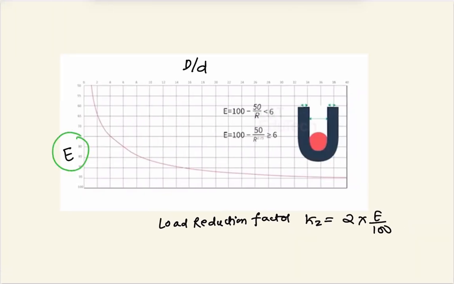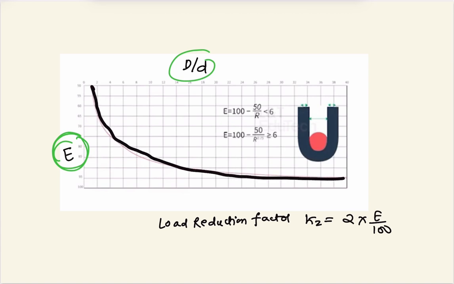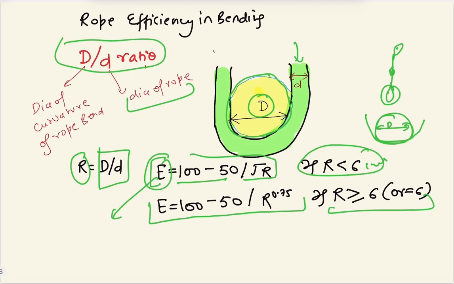If we plot this efficiency factor E against the D by d ratio, the curve is like this. You are seeing it go up. This efficiency reduction factor increases as the D by d ratio increases. So for R less than 6, E is equal to 100 minus 50 by root R, and for R greater than or equal to 6, E is equal to 100 minus 50 by R to the power 0.75. This is basically the efficiency factor.